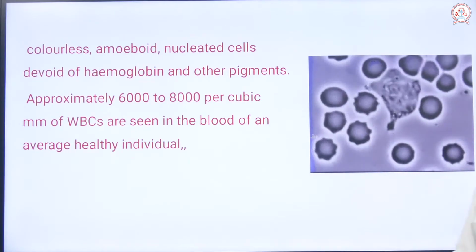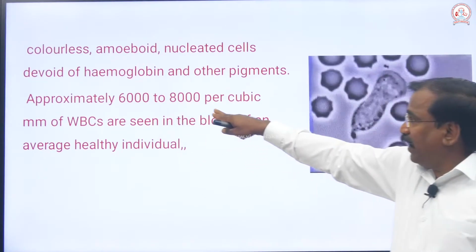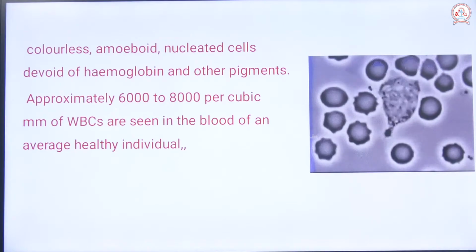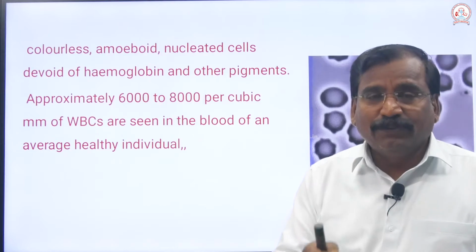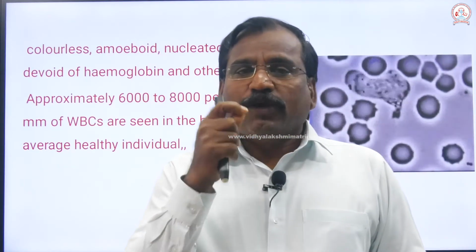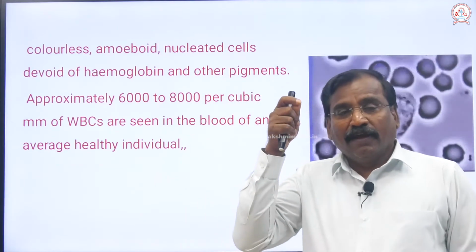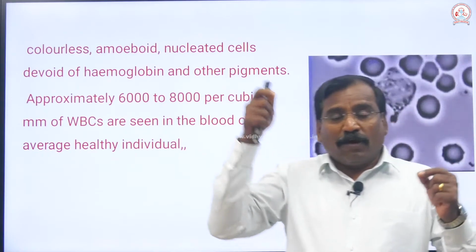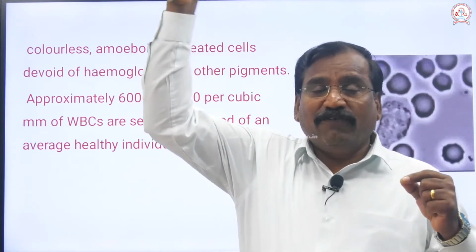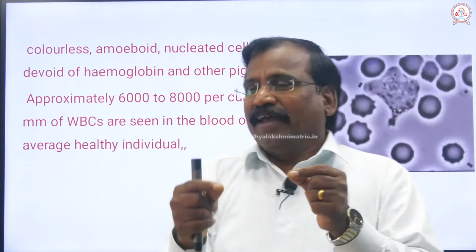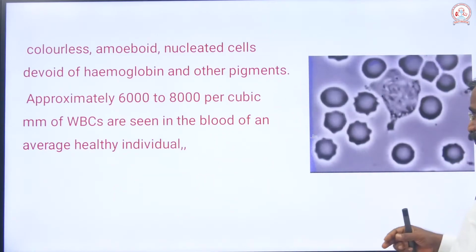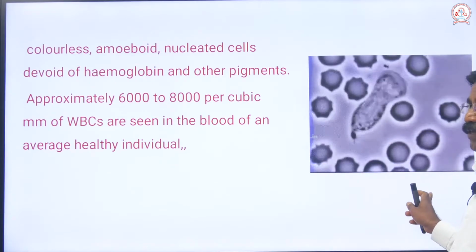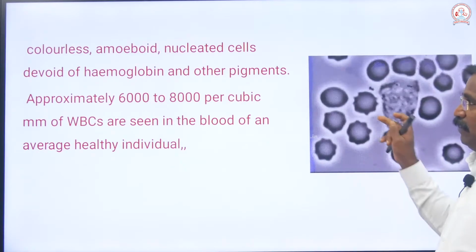And what is the count? 6,000 to 8,000 per cubic millimeter. Compare the number with the RBC, 5 to 5.5 million RBCs per cubic millimeter. Here it is only in the thousands, so the number is less when compared to the RBC.